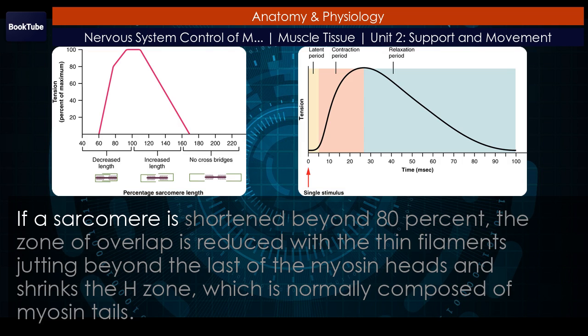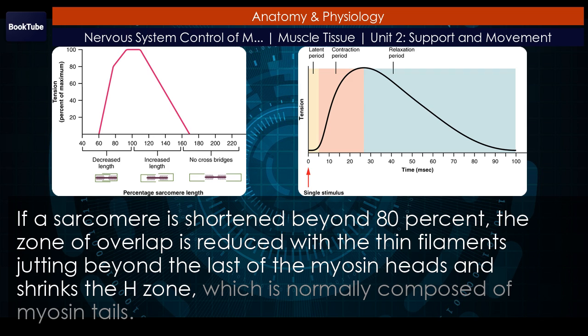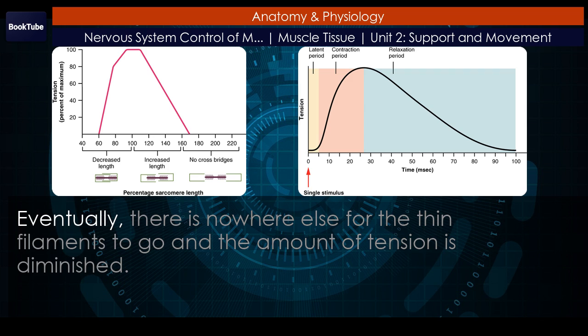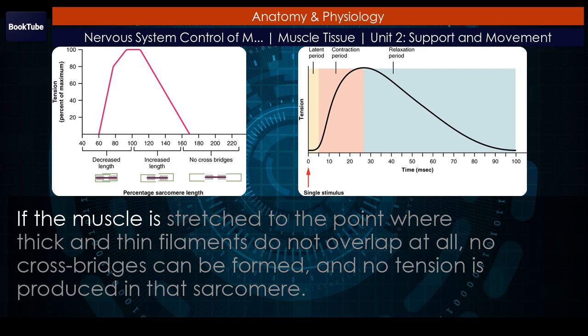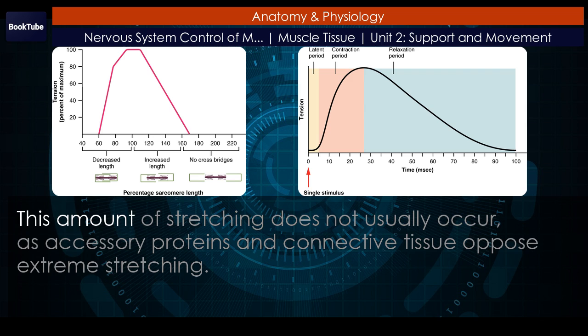If a sarcomere is shortened beyond 80%, the zone of overlap is reduced, with the thin filaments jutting beyond the last of the myosin heads, and this shrinks the H-zone, which is normally composed of myosin tails. Eventually, there is nowhere else for the thin filaments to go and the amount of tension is diminished. If the muscle is stretched to the point where thick and thin filaments do not overlap at all, no cross bridges can be formed, and no tension is produced in that sarcomere. This amount of stretching does not usually occur, as accessory proteins and connective tissue oppose extreme stretching.